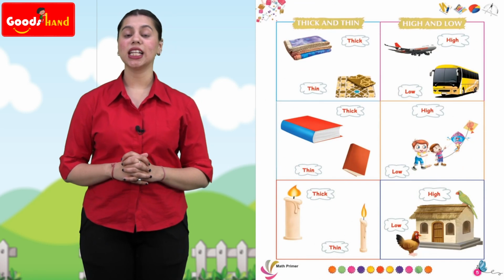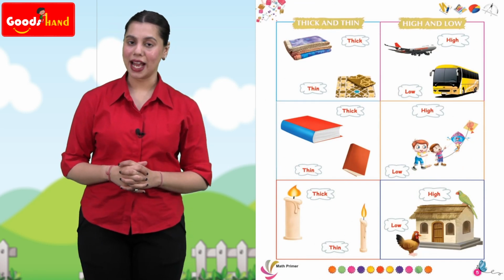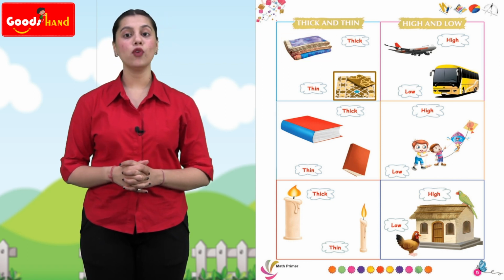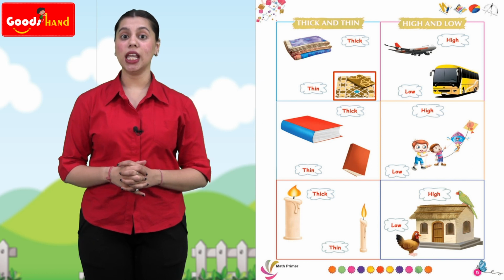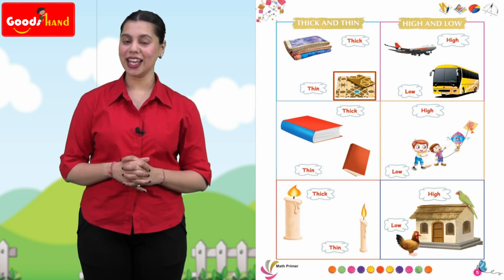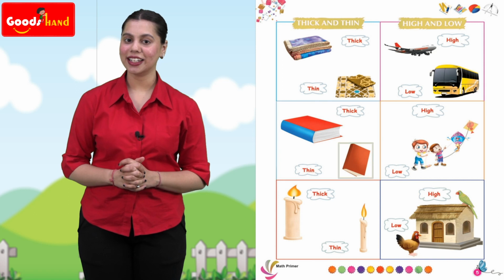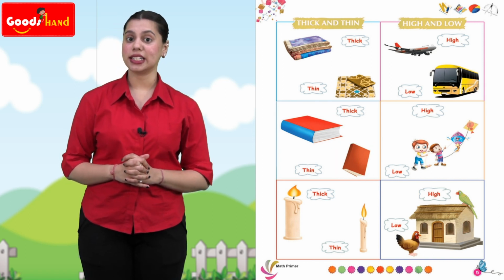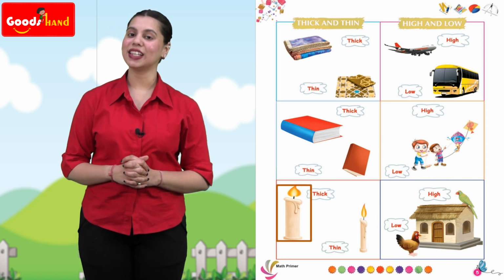Now we will see thick and thin. The blanket is thick and the bed sheet is thin. Now we will move forward with the book. The book is thick and the notebook is thin. Now we see the candle. The bigger candle is thick and the shorter candle is thin.